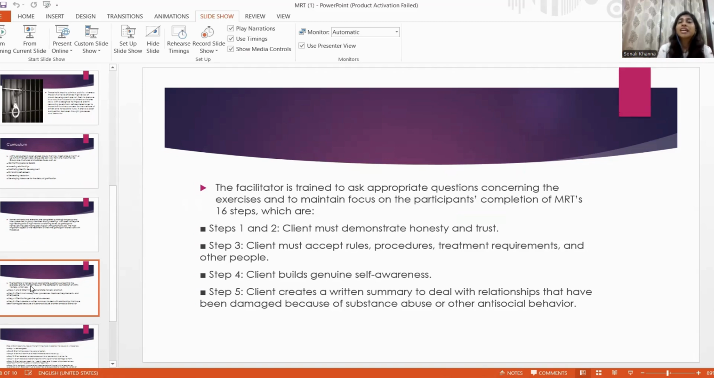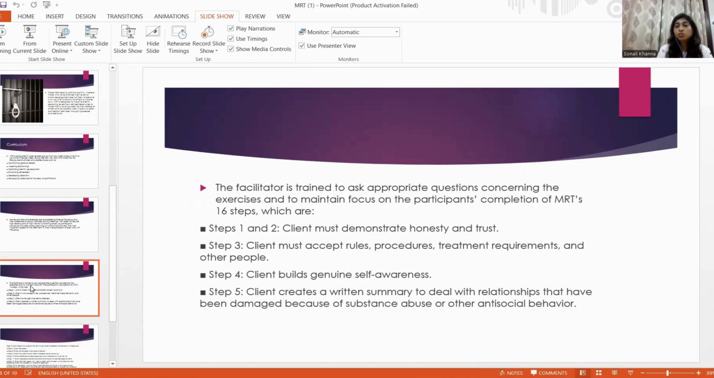Step 1 and 2, the client must demonstrate honesty and trust. So in the beginning, we need to build good trust and honesty with the client, and the client will reciprocate. There are some basic counseling rules that we apply: if you build trust, good rapport formation is very important. So it is the first step in MRT. If you have built a nice trust, your client will reciprocate with trust and honesty, and they must demonstrate that trust and honesty. They must be very open with you. They must come up with whatever they have in their mind.